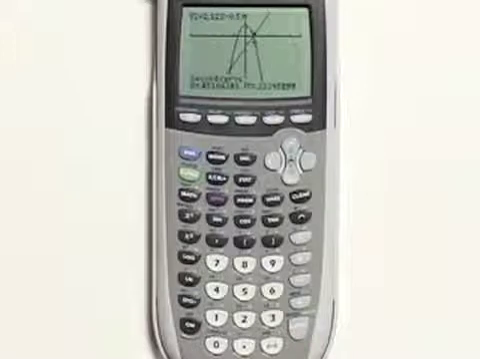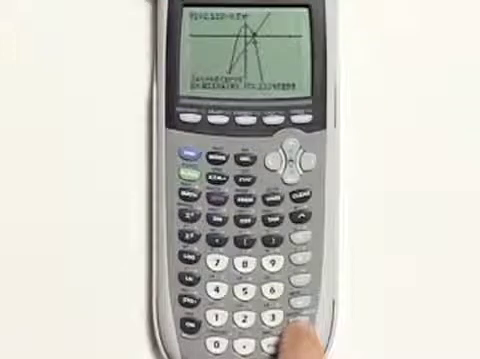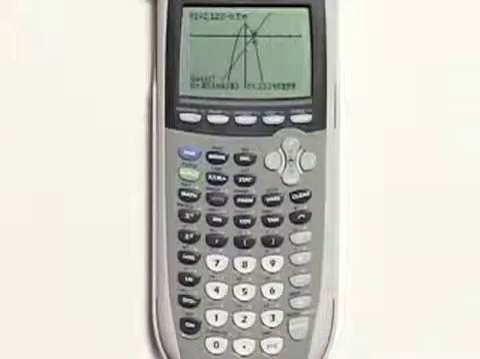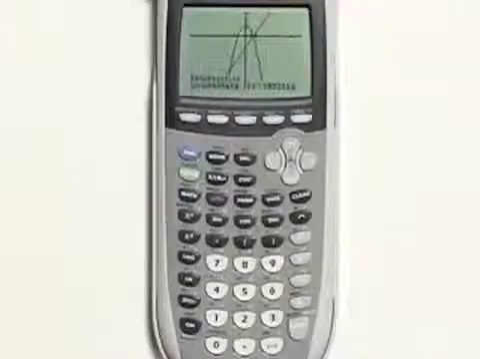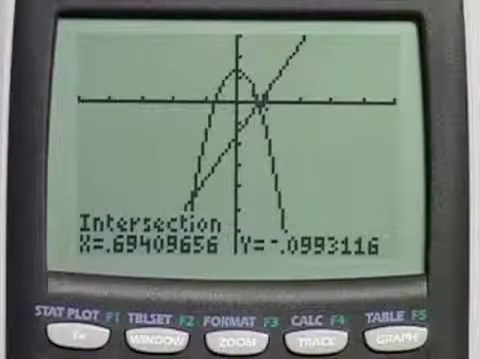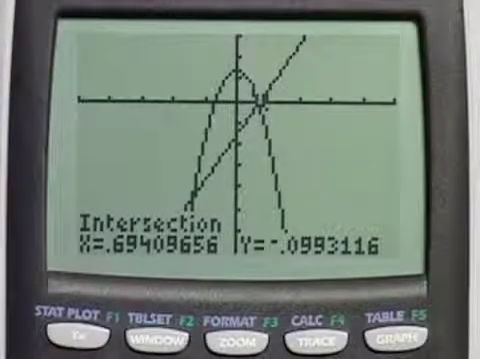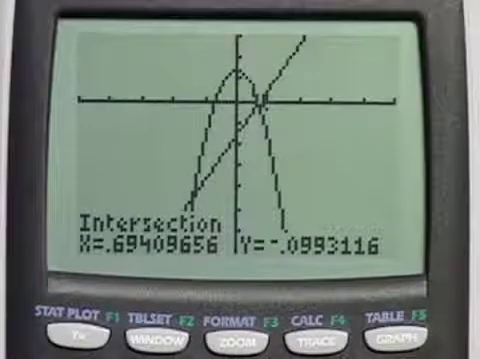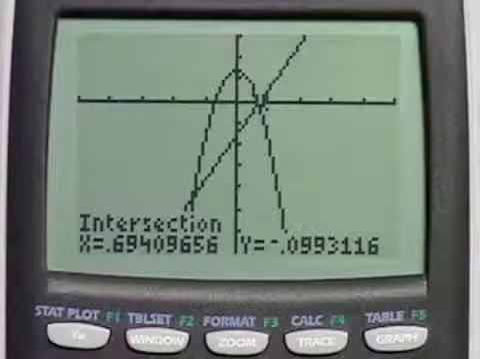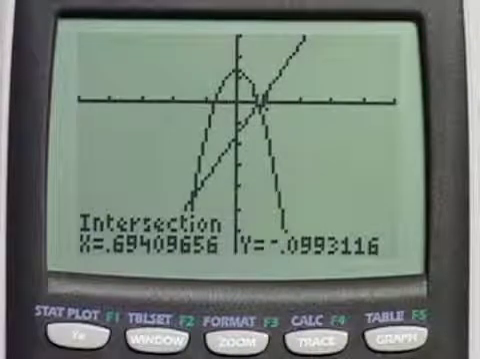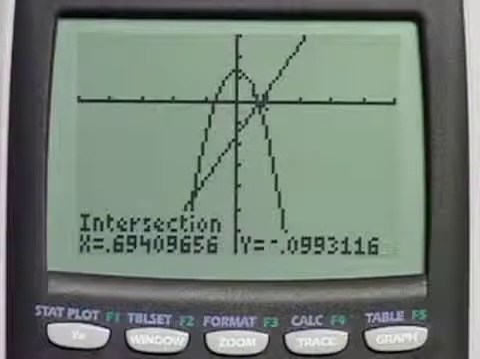It's asking, is the first curve number 1, and that's true, so I hit enter, and curve number 2 is y sub 2, so I press enter. It's asking us for the guess. I've already moved the cursor close to it, so now press enter, and it gives us the intersection. X is equal to 0.69409656, and y is equal to -0.0993116. So that intersection does occur in quadrant 4.